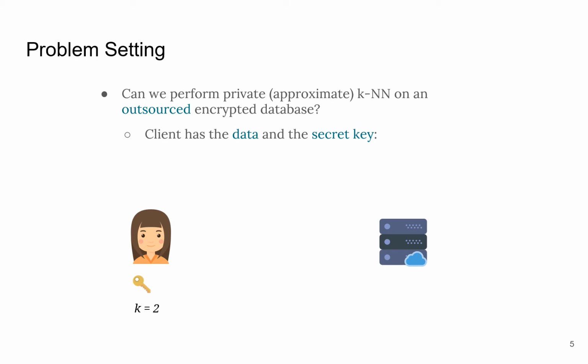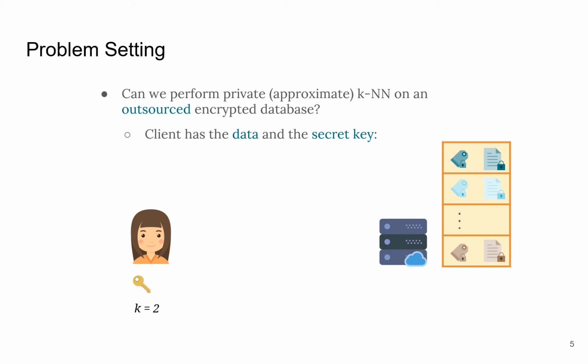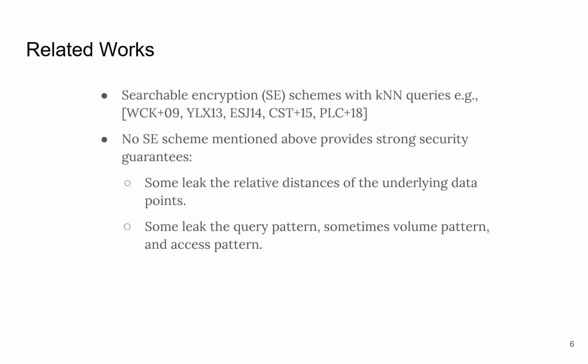In this illustration, the client has a secret key and k equals 2. She will first encrypt her files and tags and send them to the server. During the search stage, she will send the query tag, and the server will find the tag's 2NNs' associated files and send them back to the client. There are a couple of SE schemes that support kNN queries. However, some of the schemes leak the relative distance, and some leak common leakage patterns of SE, such as query pattern, sometimes volume pattern, and access pattern.